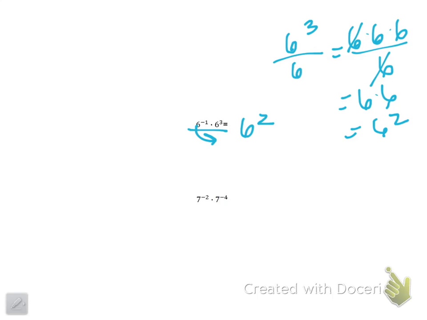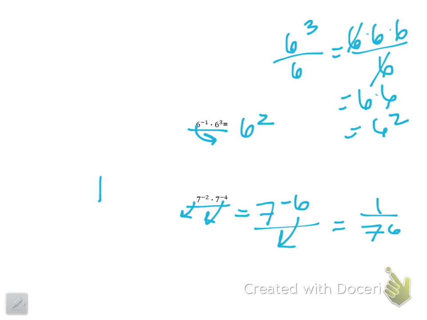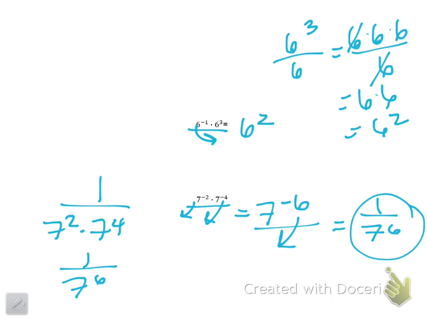This one, -2 plus -4 is -6, so we'll have 7 to the -6, which we would then have to flip to the bottom. So let's go ahead and try it again. We're going to flip both of these to the bottom. So it's going to be 1 over 7 squared times 7 to the 4th. If we add them, it's 1 over 7 to the 6th. So there's our answer.